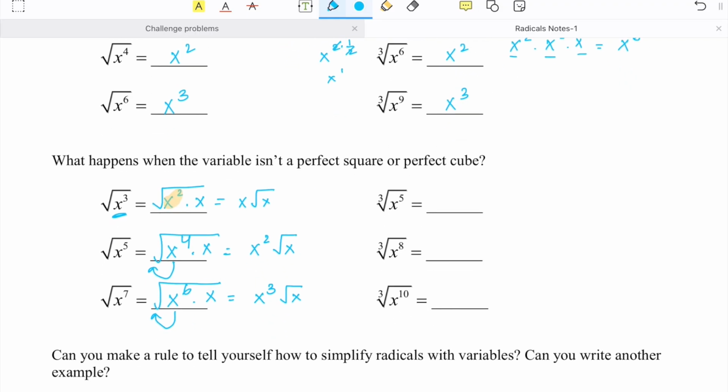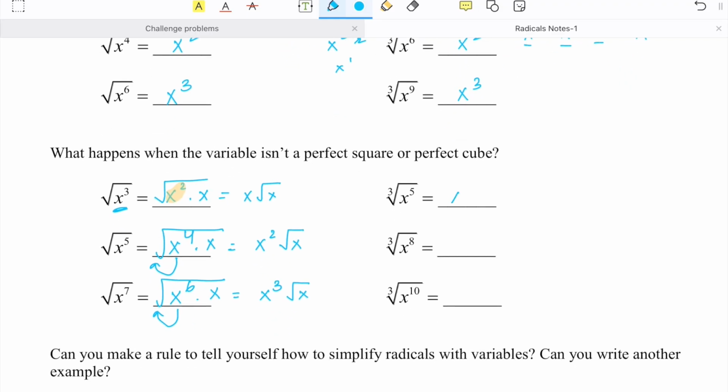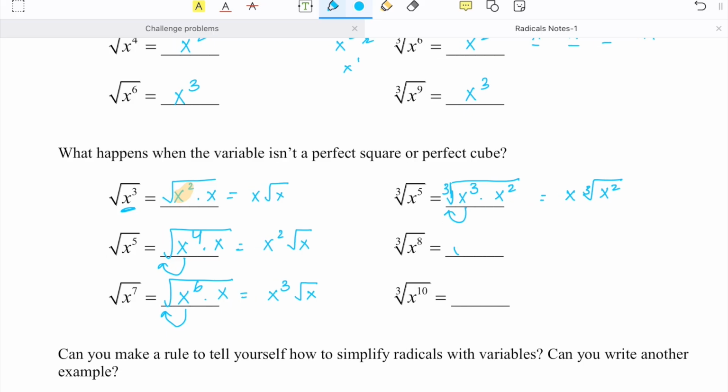Now x to the power of 5 will be this, right? Do the function on x to the power of 3, which is x times cube root of x squared. Same thing over here. Cube root x to the power of 6 times x squared. Take that out, we get x squared times cube root of x squared.